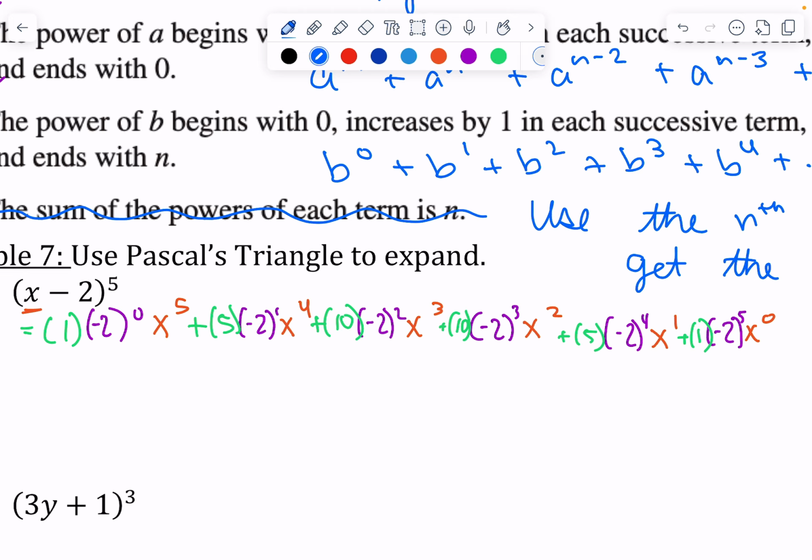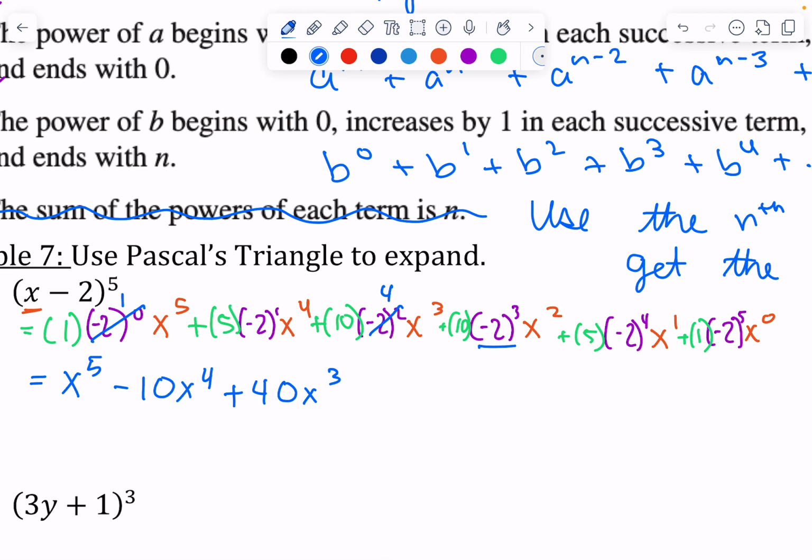So, -2 to the power of 0 is just 1. 1 times 1 is 1, so I just get x to the 5th. This is very colorful, okay? -2 to the 1st power is just -2. -2 times 5, -10, x to the 4th. Okay, next term, if I was to do -2 squared, I get 4. 4 times 10, 40, x cubed.